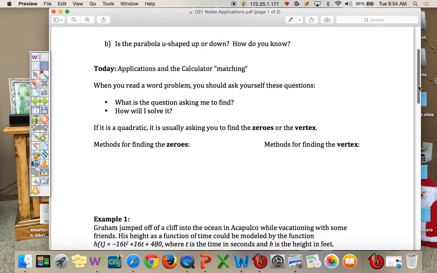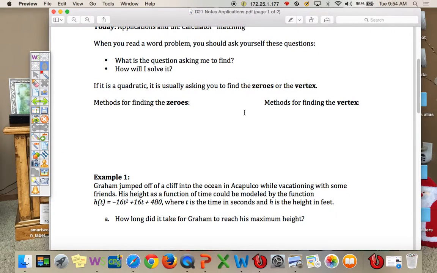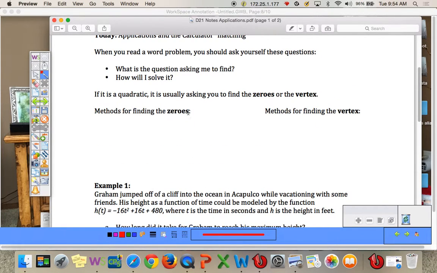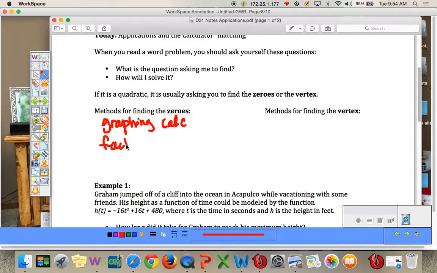When you read a real-world problem or a word problem, you should ask yourself these questions. What is the question asking me to find, and how will I solve it? And methods for finding the zeros or the x-intercepts. You could use your graphing calculator and graph it. You could factor it and use zero product property. Or you could use quadratic formula. So we know 3 methods for finding the zeros.